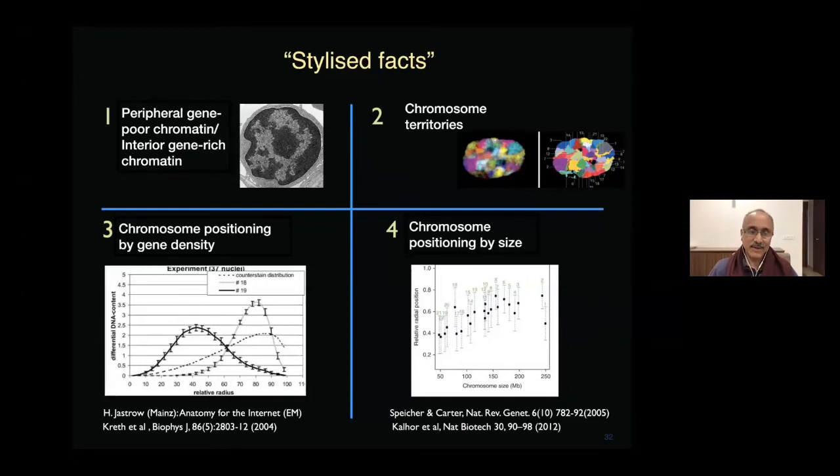It looks as though the more gene-dense chromosome, which is chromosome 19, which contains a lot of housekeeping genes, tends to be more towards the inside, just as in the picture that I showed you earlier, whereas chromosome 18 tends to be more towards the outside.